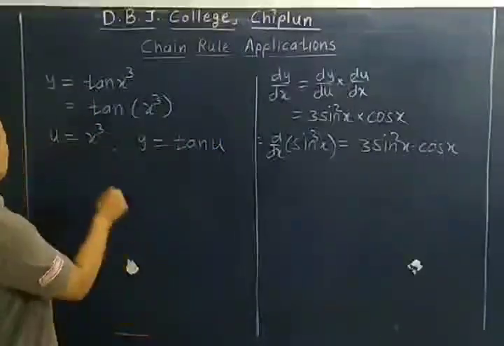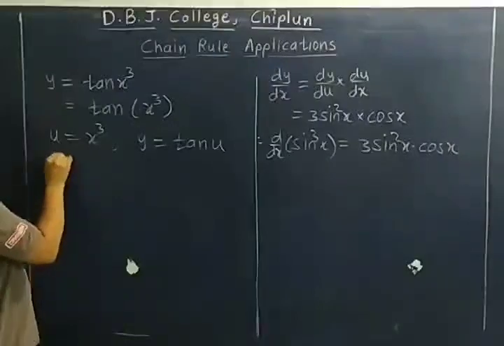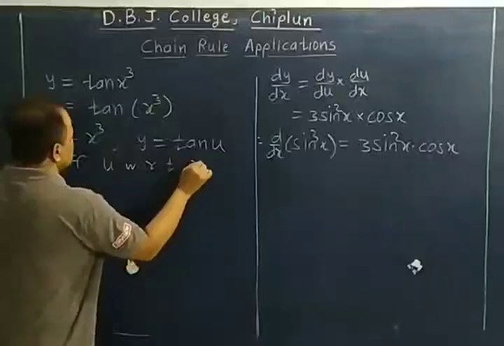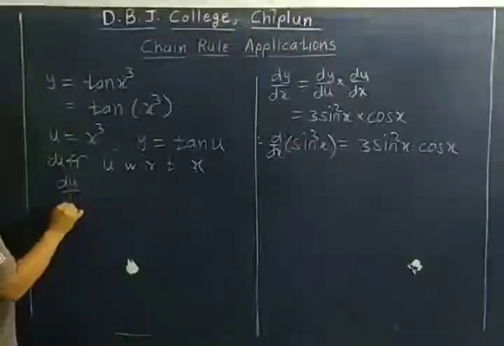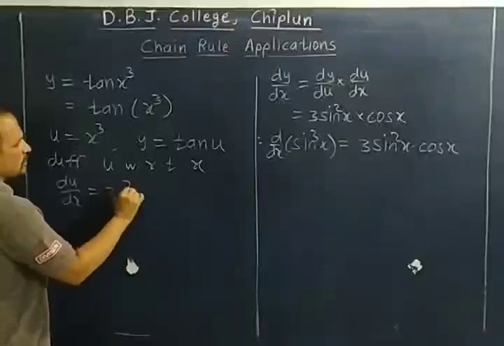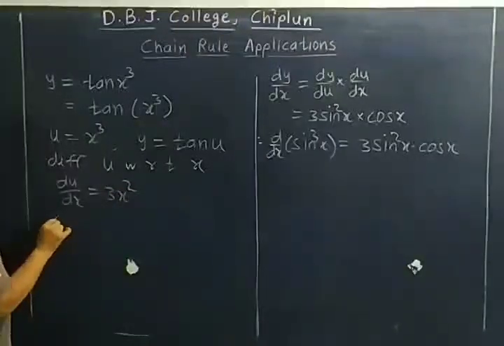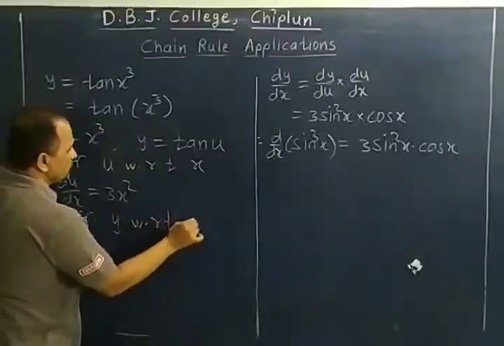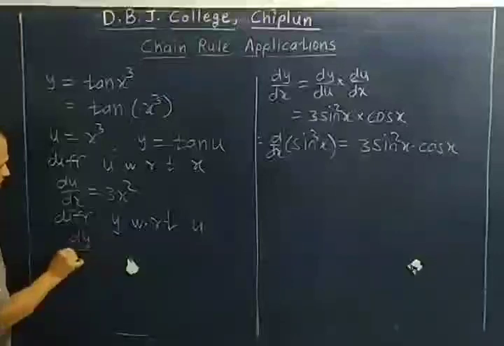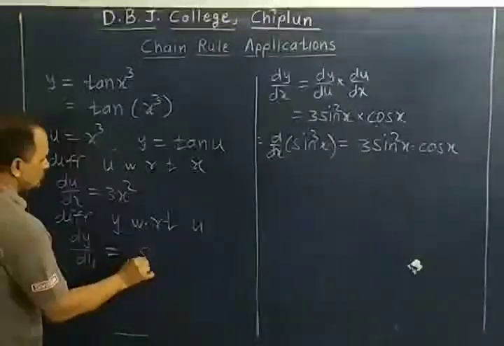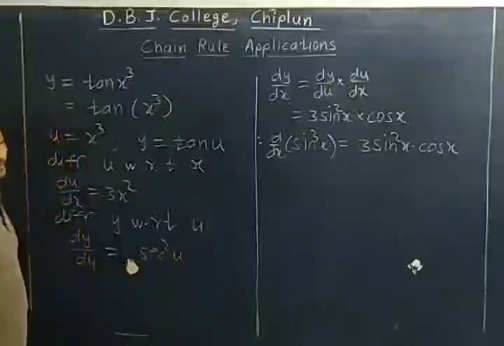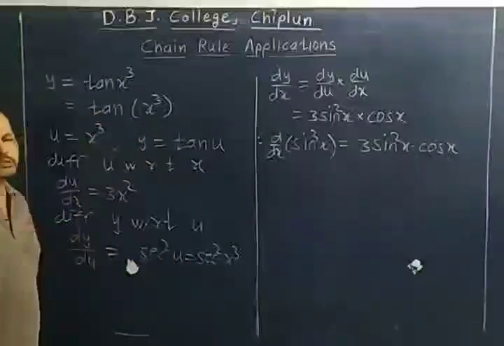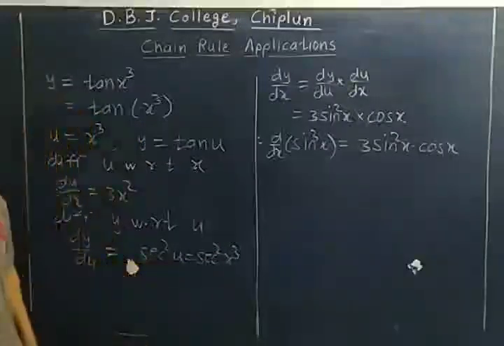And therefore we get, after differentiating u with respect to x, du by dx is 3x square, and differentiating y with respect to u, dy by du is equal to sec square u, that is sec square x cube, because u is equal to x cube.